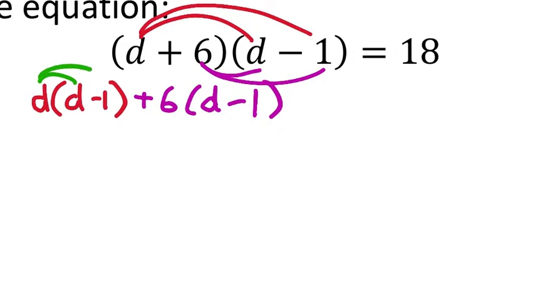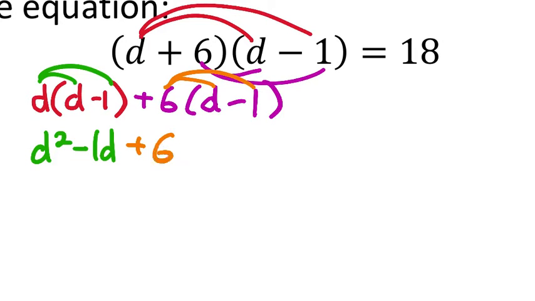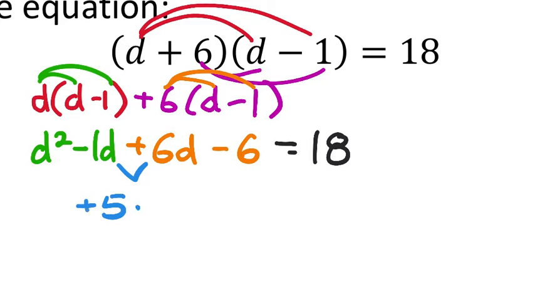So distributing first, the d times d would be d squared. D times negative 1 would be negative, I'm going to show that as negative 1d. And then distributing the 6, that'd be 6 times d, which is positive 6d. And 6 times negative 1 would be negative 6. Now this still equals 18, right? But before I worry about that 18, I'm going to combine my like terms there in the middle. Negative 1d and 6d make 5d's, that's positive 5d's. So I now have d squared plus 5d minus 6, and this equals 18.